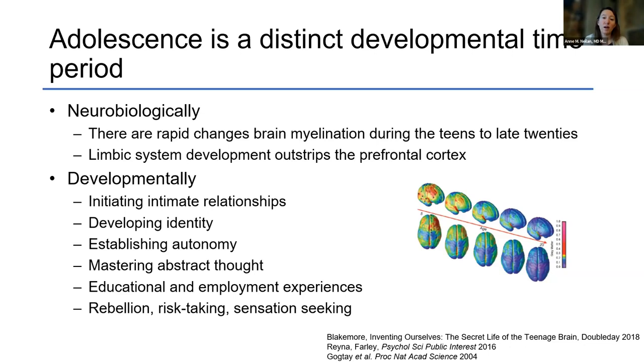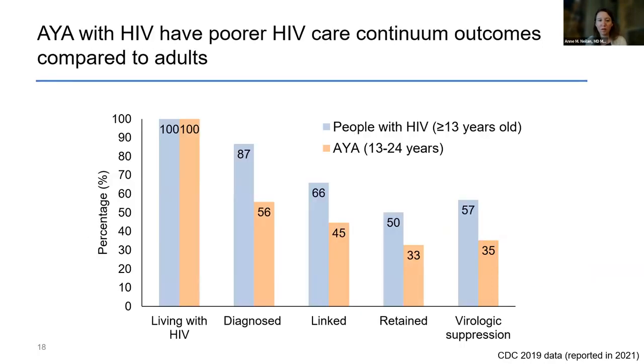Or if the normal behaviors one is engaging in place one at increased risk for acquiring an infection. So this slide shows that adolescents and young adults with HIV in the US have poorer HIV care continuum outcomes compared to adults, with the data for everyone 13 and older in blue, and the data for the adolescents in peach. You can see at each step of the care cascade, living with HIV, diagnosed, linked, retained, virologically suppressed, there's a big step off for adolescents and young adults.